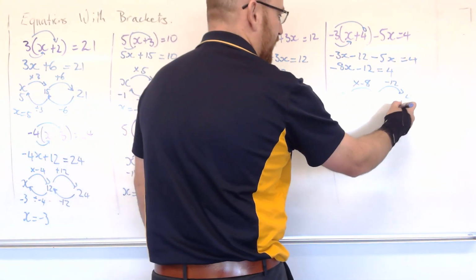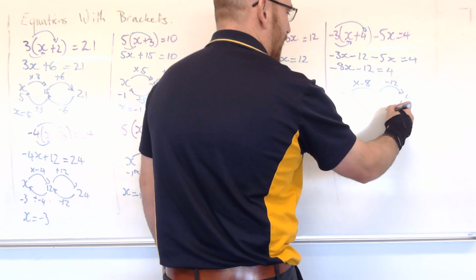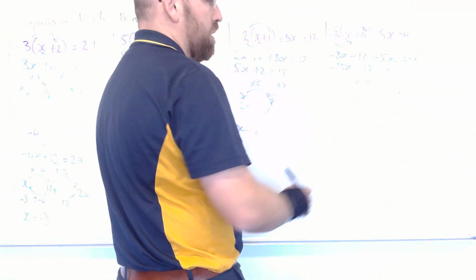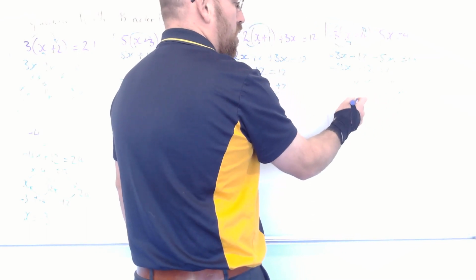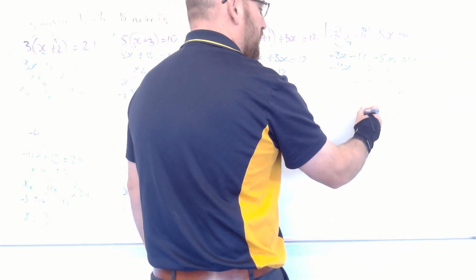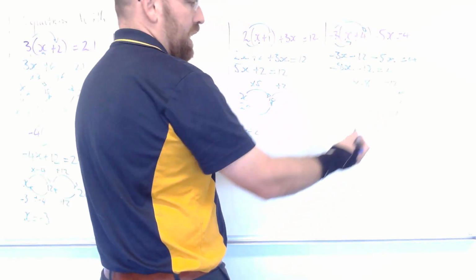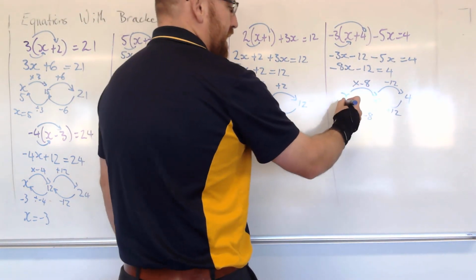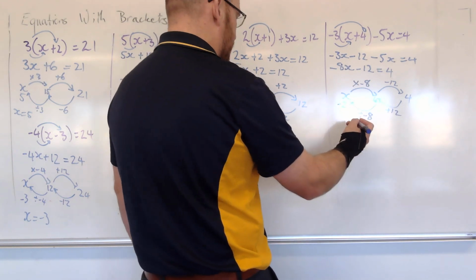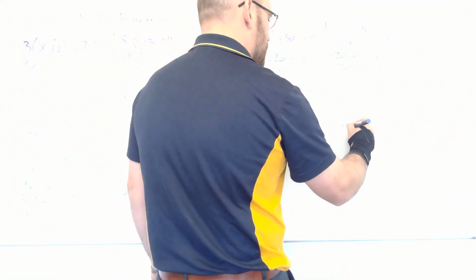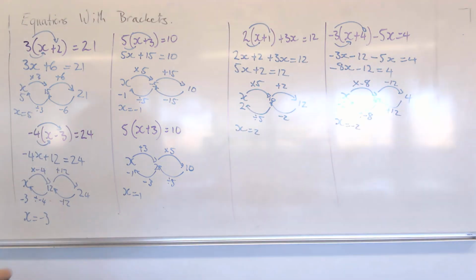Okay, well, backtrack it. I'm going to add 12 because it's the opposite of taking 12. Do it. 4 plus 12 is 16. Opposite of timesing by -8 is divide by -8. 16 divided by 8 is 2. A positive divided by a negative gives us a negative. So x equals -2.